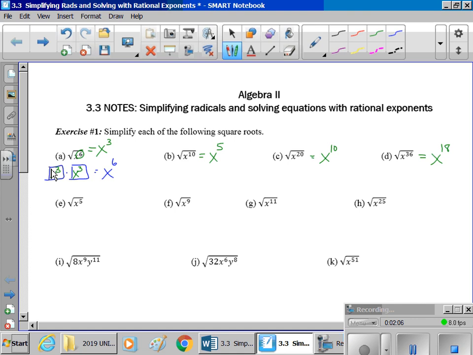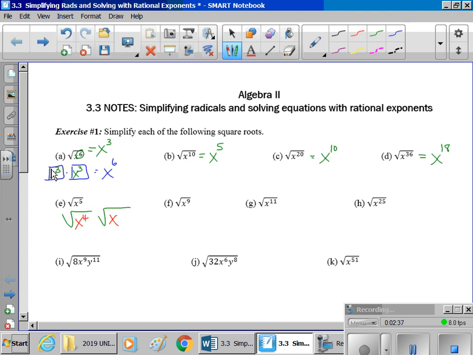Then we can start getting into some situations like in letter E, where this is raised to the 5th power. We're going to simplify like we did in Algebra 1. We're going to pull out a perfect square, and whatever is left over, we put in the right-hand side radical. In this situation, what I can take out of here is x to the 4th. That's a perfect square. But that leaves an x left over, because x to the 4th times x is x to the 5th.